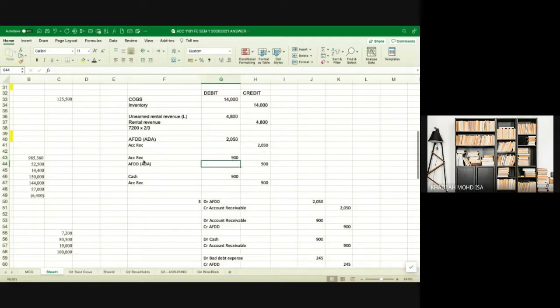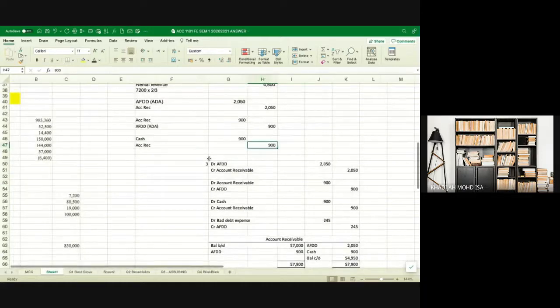Then credit your ADA and then debit your cash because you receive cash from your customer, and then you credit your accounts receivable. It means that you are actually clearing off 900 here, debit, and then you credit another. So there's no more amount due from the accounts receivable.